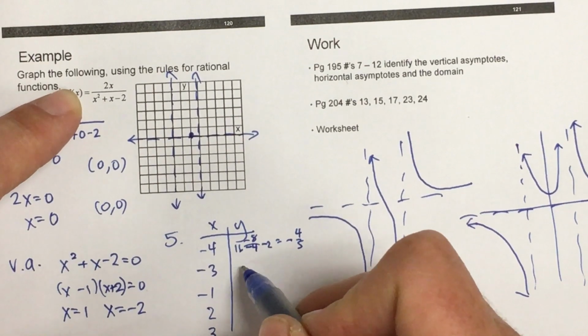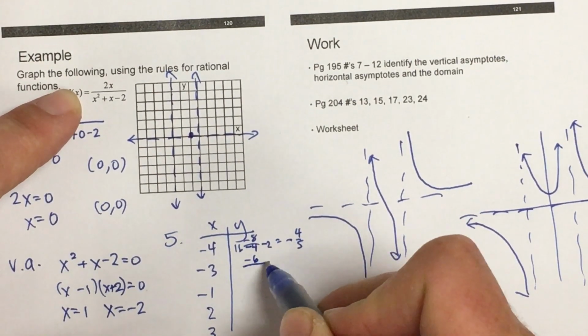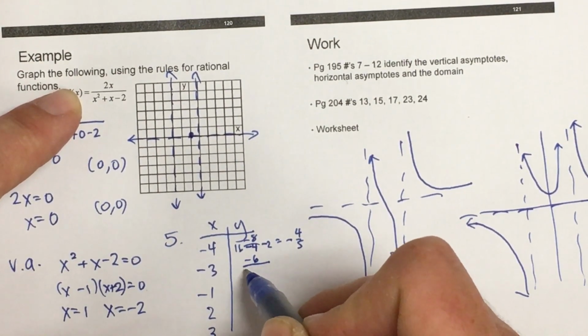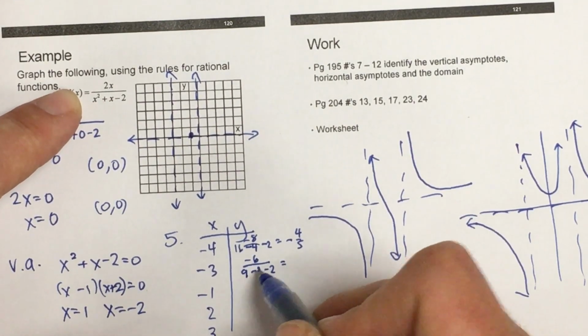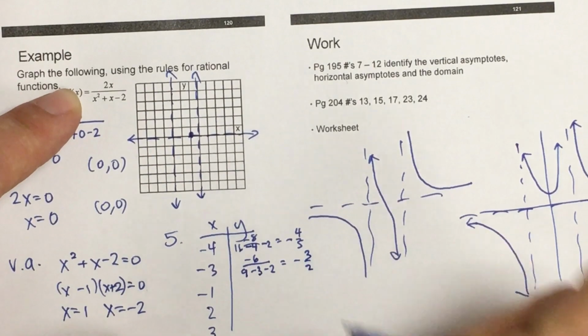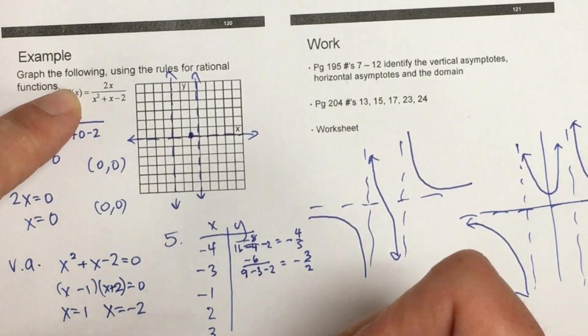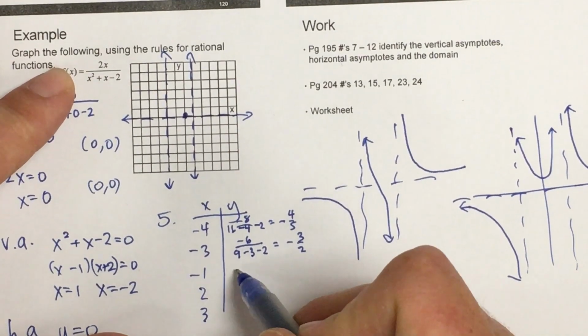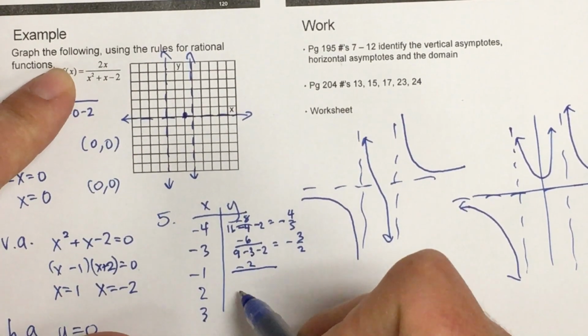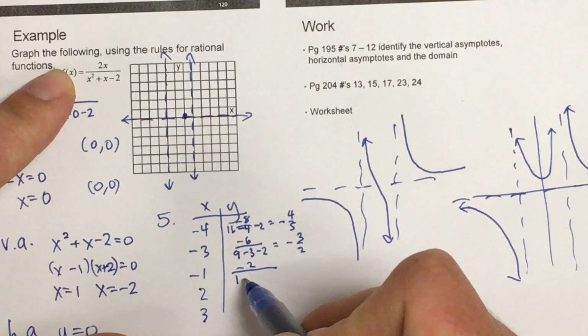So negative 3, let's have a do-over. This is going to be negative 6 on top. On the bottom is going to be 9 minus 3 minus 2. So that's a 4, negative 3/2, I believe. Please double check me on your calculator. Don't assume anything ever. So this is going to be 1.